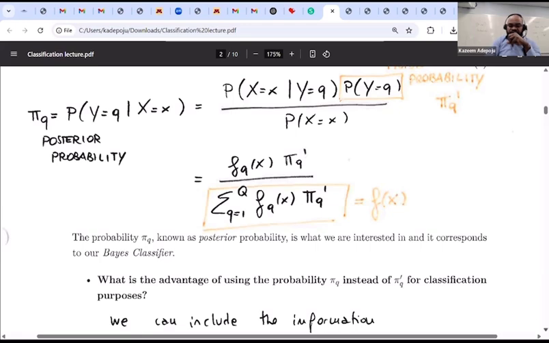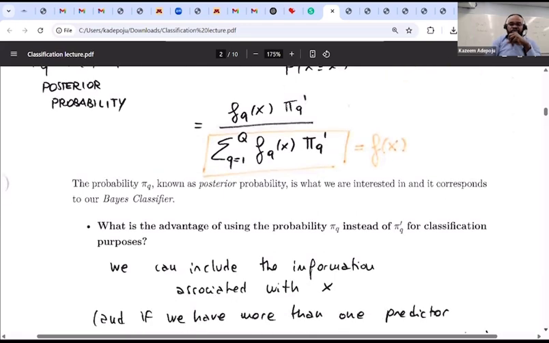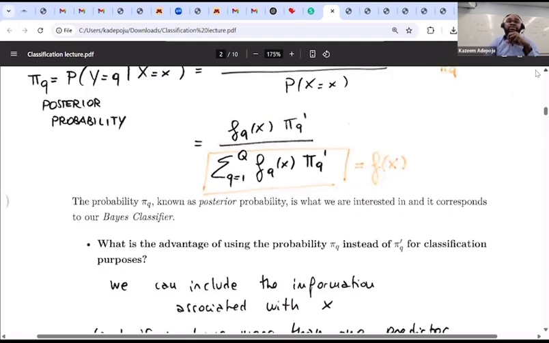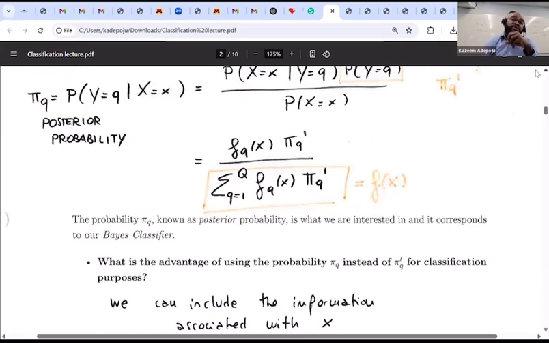But let me tell you this. Somebody can ask, what is the difference between just having a prior information and a posterior information? Prior information, you do not have information about the predictor in the prior. But the posterior is a combination of a prior and the likelihood. The likelihood is, I have information about the predictor, and that was what I said here.